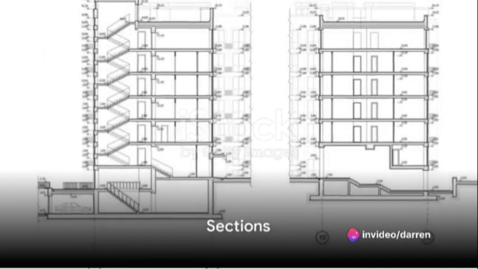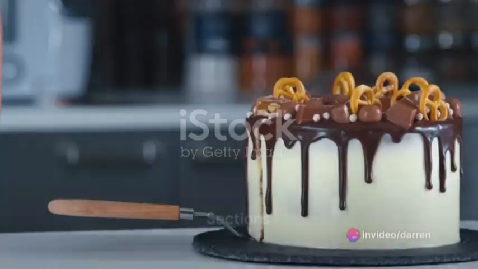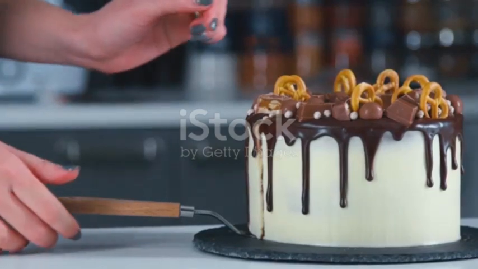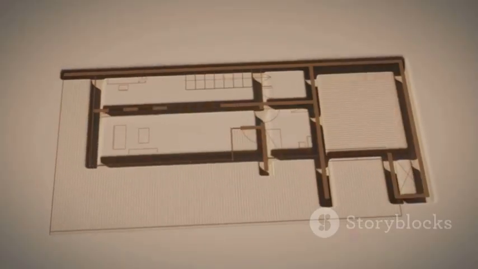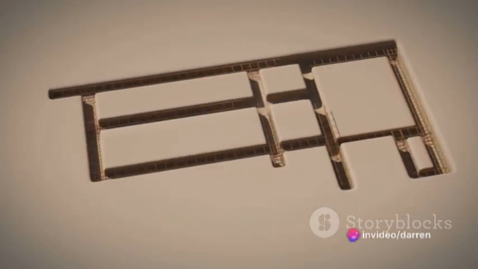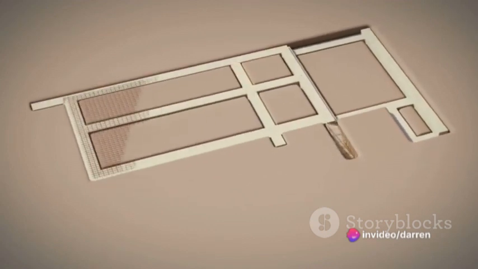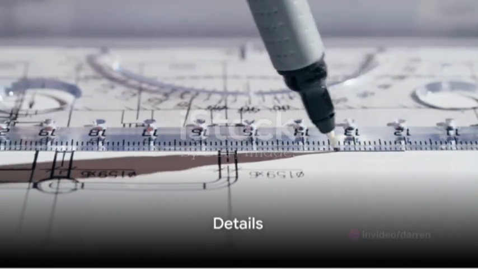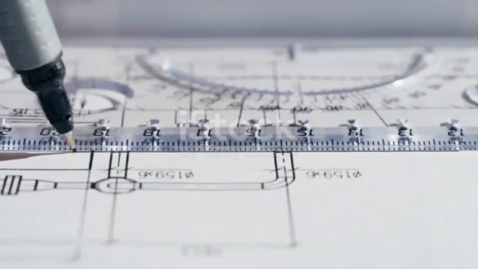Visualize a section, a vertical cut-through view of the building. It's like slicing a cake, revealing the internal layers and spatial relationships. These drawings help us understand the vertical dimensions and construction of various parts of the building, offering a peek into the architect's mind.